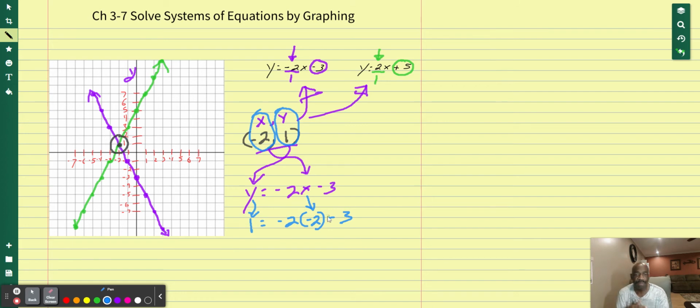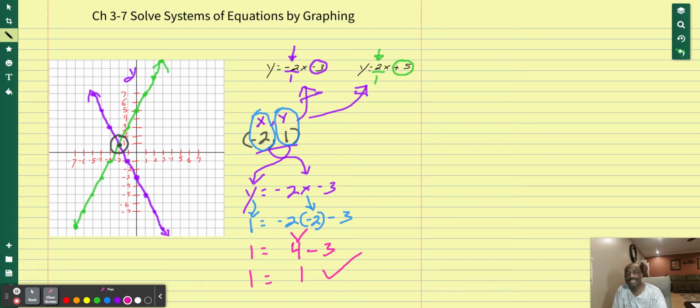Then this should be a true statement. All right. So 1 equals negative 2 times negative 2 minus 3. What is negative 2 times negative 2? A positive 4. Positive 4 minus 3. What is positive 4 minus 3? 1. Does it work? Yes, it does.